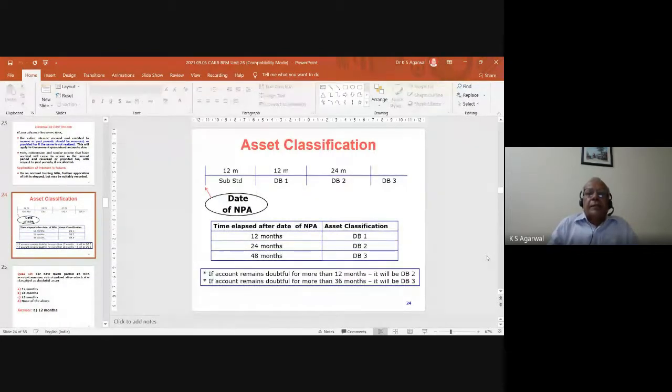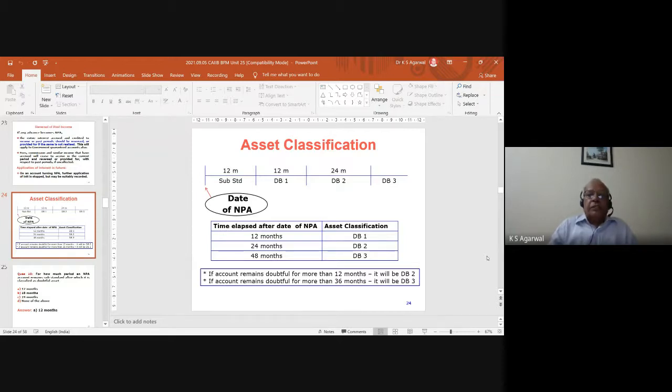Now, how asset classification depends upon aging. From the date of NPA, for the first 12 months it will remain substandard. For the next 12 months it will be doubtful first category, DB1. For the next 24 months it will be DB2, doubtful 2 category. And thereafter for an indefinite period it will remain doubtful 3 category. Please remember it very carefully.